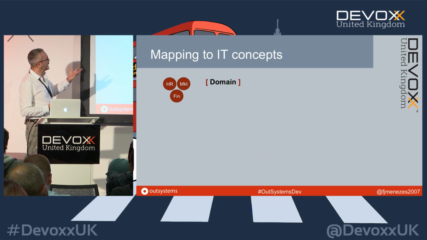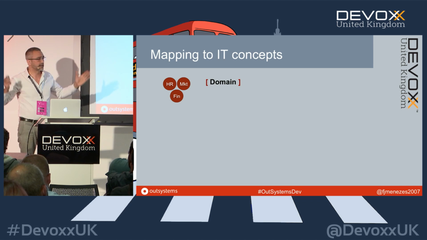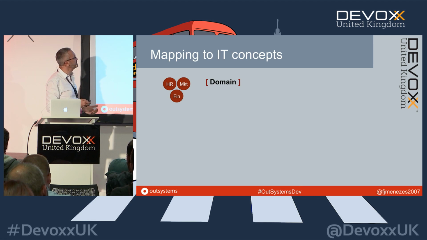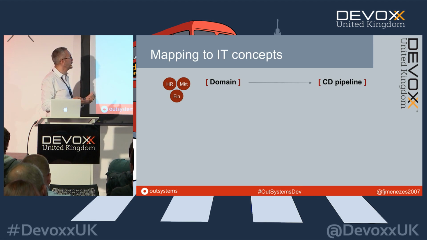Now, mapping these concepts into IT concepts. So you have the domain, which, like in this example, a human resource domain, a marketing domain, a financial domain, or any other criteria. Each domain has its own independent life cycles. This corresponds to a CD pipeline.